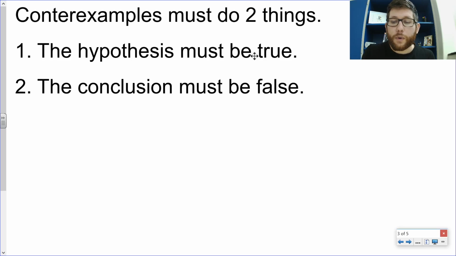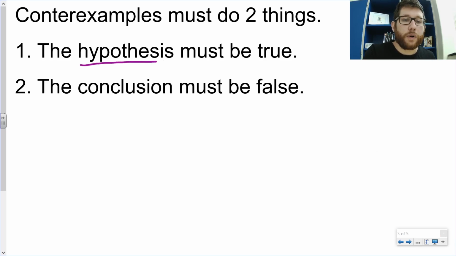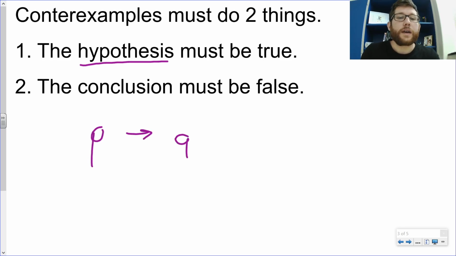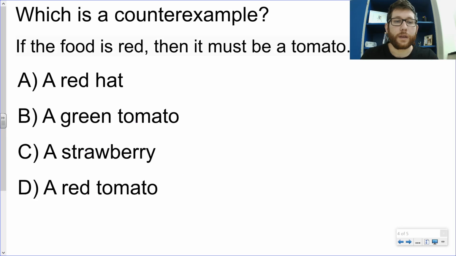Now remember, the word hypothesis in this case is talking about the first part of my statement, the P part. If I had P implies Q, in symbolic form, this would be my P statement, and my conclusion is my Q statement. So the first part has to be true. The second part needs to be false for this to be a good counterexample. Let's take a look at an example, then we'll take a look at the IXL that we have.